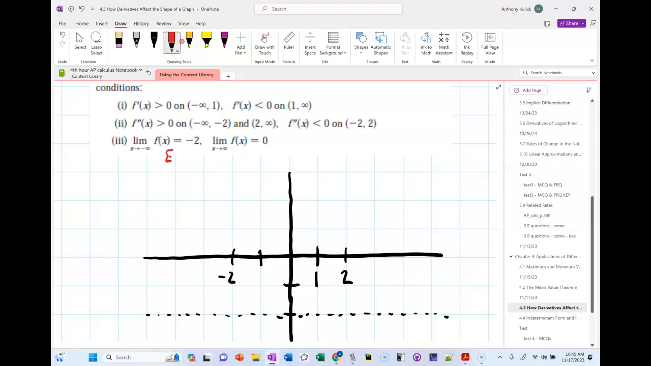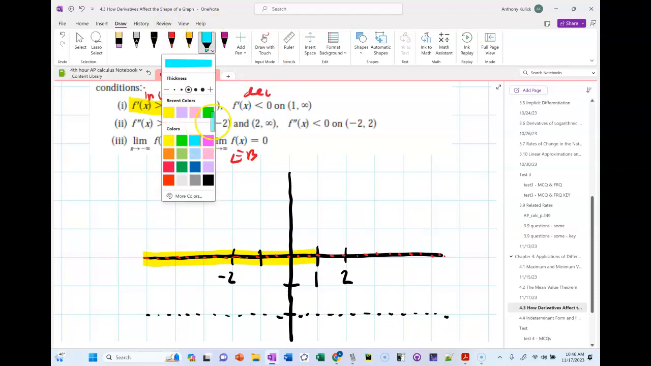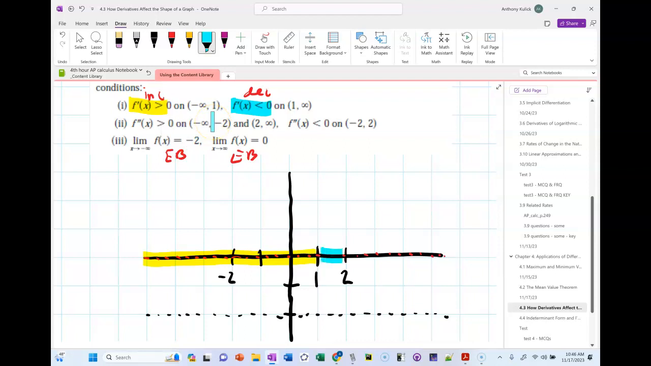So I can see that this is like an end behavior, right? We've talked about that before. We're going to have another end behavior here. So what I'm going to do is some highlighting to remind myself what's going on for each of these intervals. The first derivative greater than 0 tells us we're increasing, so I'm going to highlight that. And the first derivative less than 0 tells us we're decreasing. So I'm going to do that.